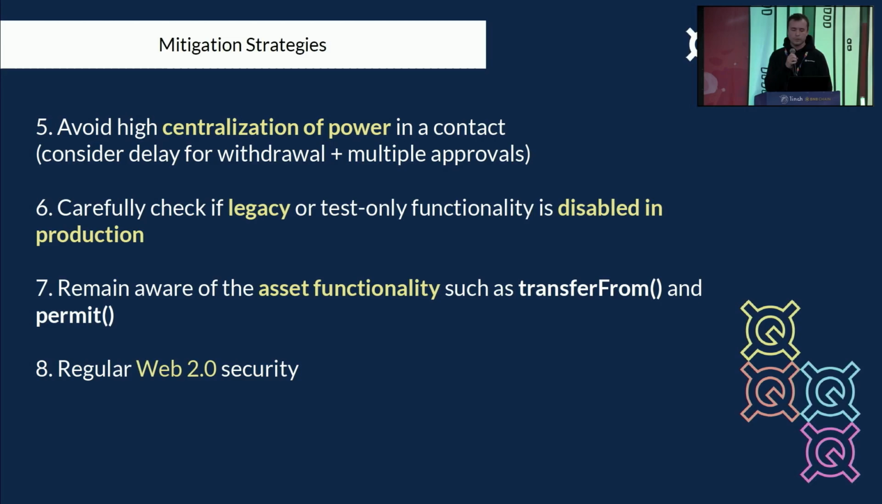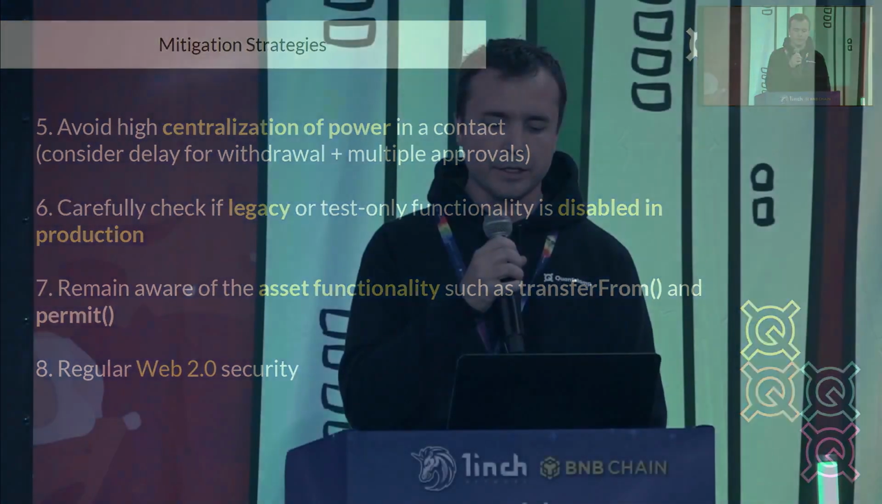And finally, of course, regular Web 2.0 security. It's always going to be important, so definitely something to consider whenever you're building a bridge, especially for the communicator component, because it's essentially a regular off-chain component that needs to be properly secured.